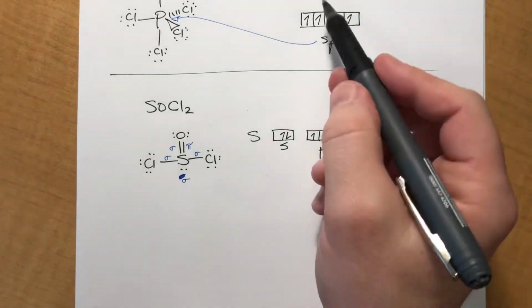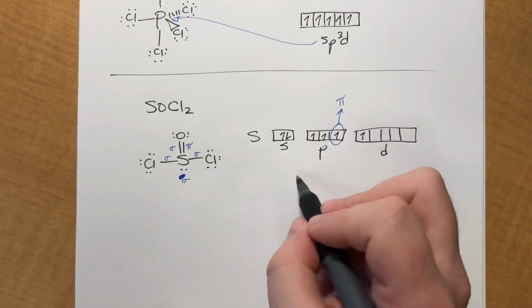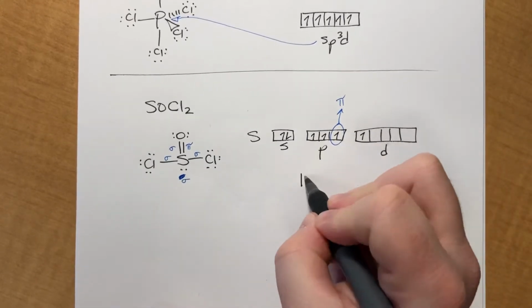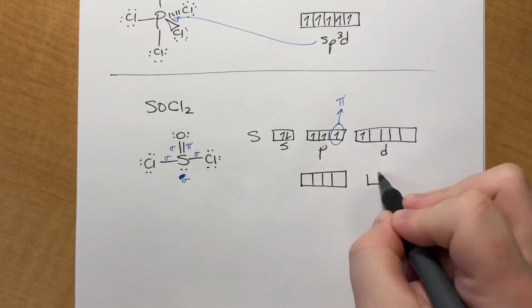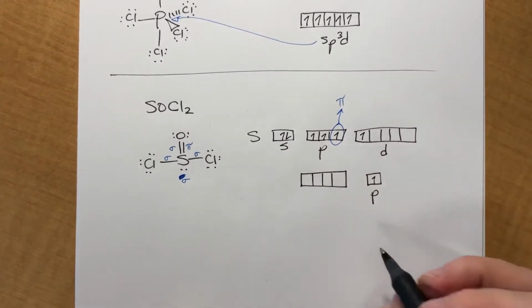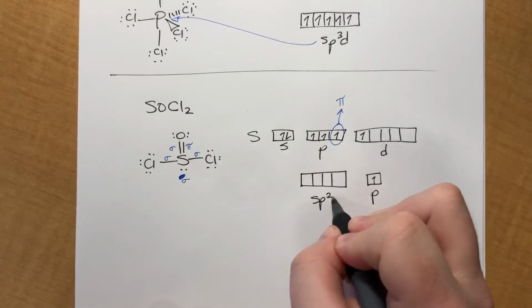And then, just like before, we merge whatever is left. We have an S, 2 Ps, and a D, and it's 4 orbitals. And we also have a p orbital just sitting over here making a pi bond. But what we have is an S, 2 Ps, and a D. So this would be sp2d.